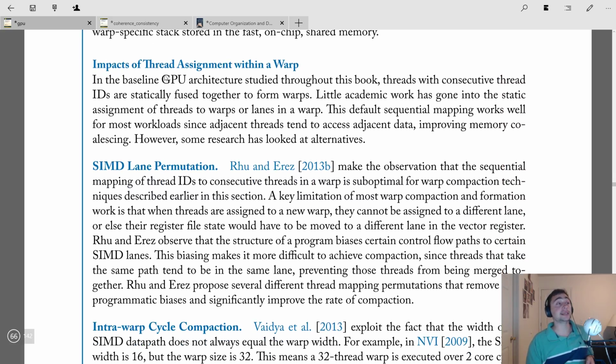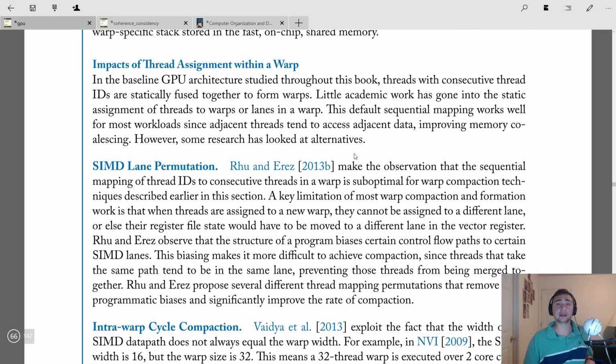So another thing is the impact of thread assignment within a warp. In the baseline GPU architecture studied through the book, threads with consecutive thread IDs are statically fused to form warps. However, little academic work has gone into the static assignment of threads to lanes in a warp. This default sequential mapping works well for most workloads since adjacent threads tend to access adjacent data, but this isn't necessarily the case. It holds for very regular applications, but once we move to more irregular applications with a lot more data dependencies, there's really no reason for it to be true.